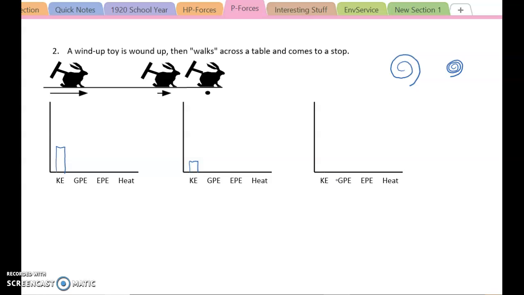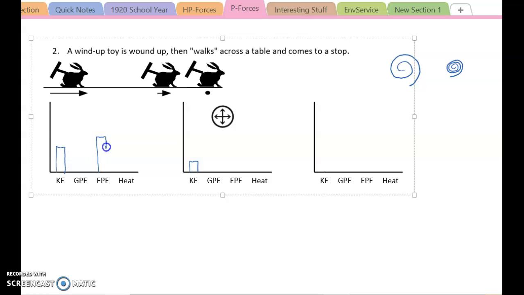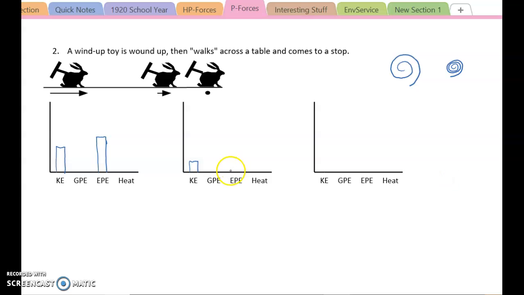Now, elastic potential energy. The toy starts off with a lot of elastic potential energy, and as time goes on, it uses up that elastic potential energy, and it has less and less until finally the spring is uncoiled. I don't know initially if it has more EPE or more KE, so it doesn't really matter. I'm just going to take a guess. I'm just going to say, let's suppose it has a lot of EPE. But over time, it's going to have less and less. So less EPE. And then finally at the end, it stopped. So presumably it has 0 EPE left.